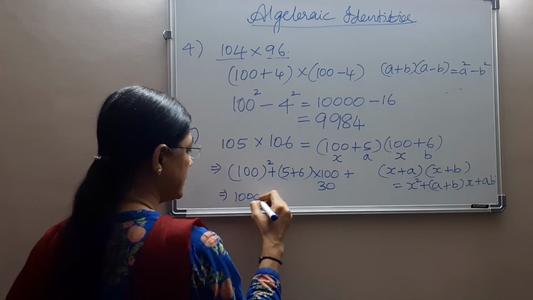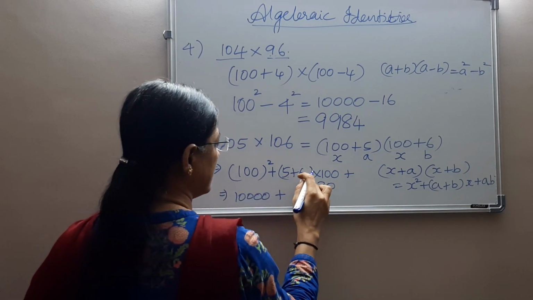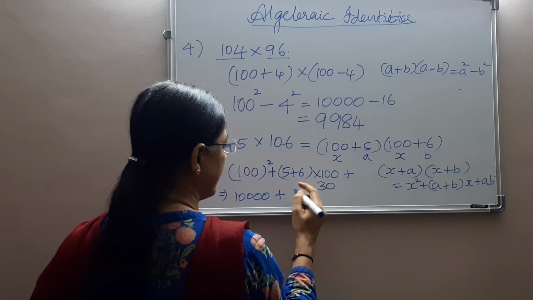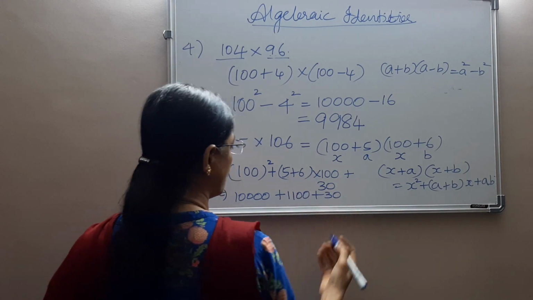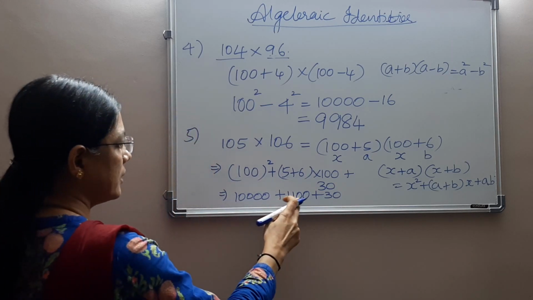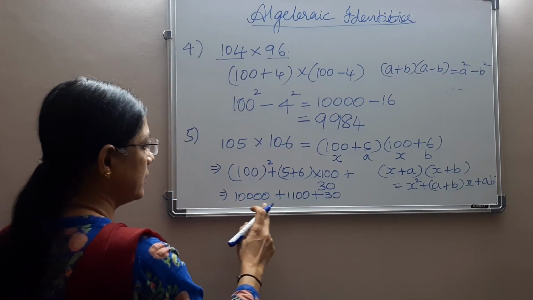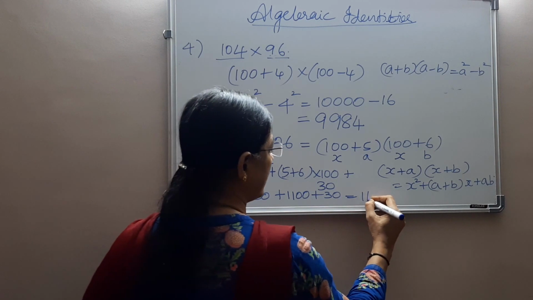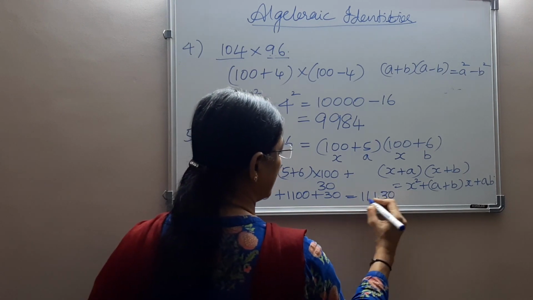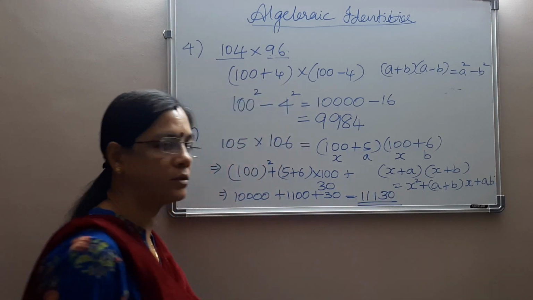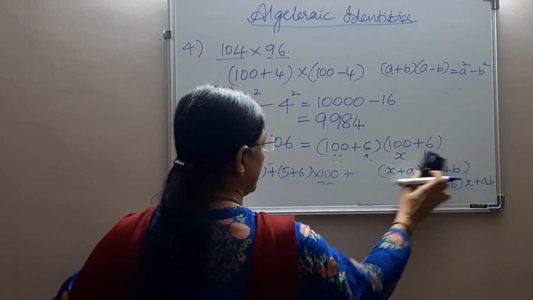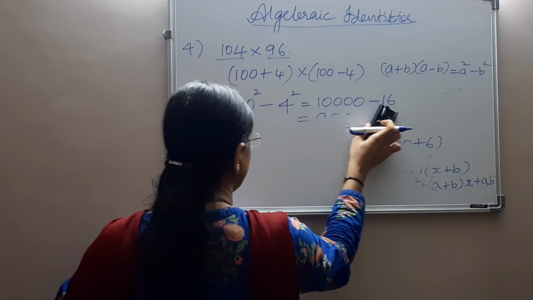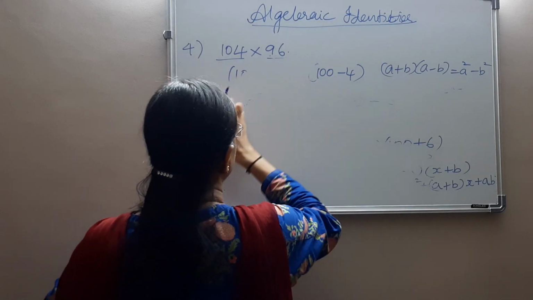So the answer is 10,000 plus 5 plus 6 is 11, 11 into 100 is 1100 plus 30. So what is the answer? See, 1100 plus 10,000 will be 11,100 plus 30, 11,130. Okay, so this is your answer. See how easily we got the answer for 105 into 106. So that is the use of algebraic identity.